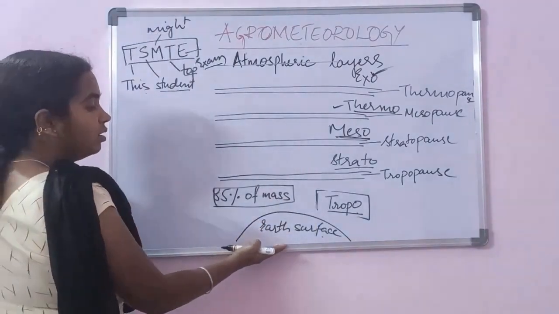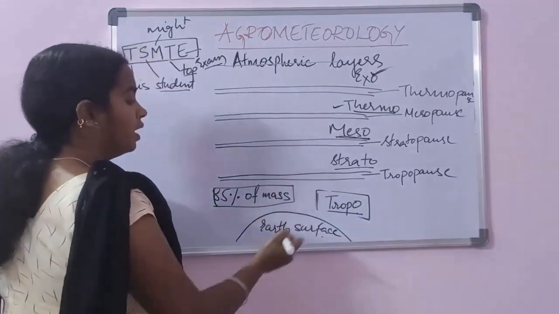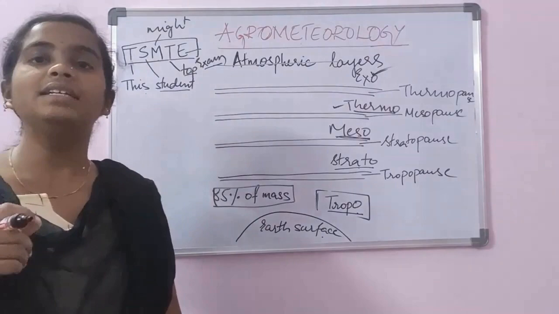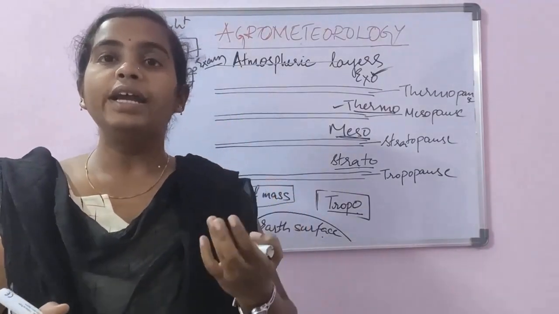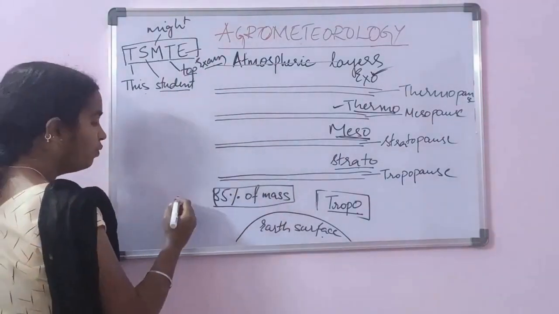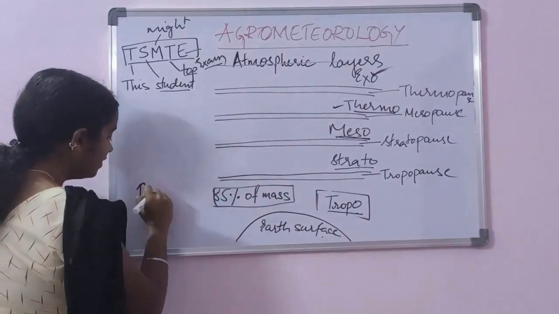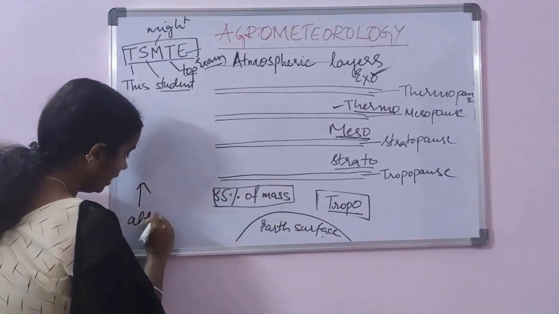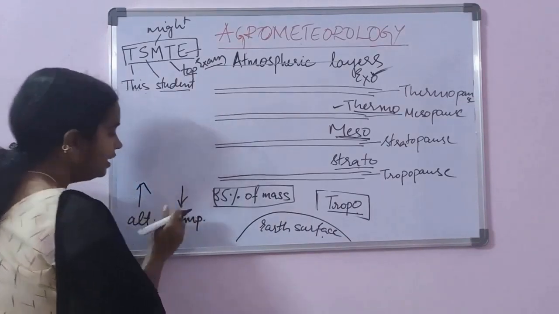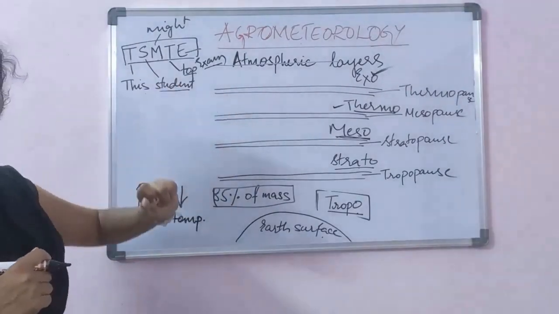So we will start with the Earth's surface. Above the Earth's surface, the first layer is troposphere. So what are the different characteristics of troposphere? Here one is that as there is increase in the height or the altitude, the temperature goes on decreasing. So that is one important characteristic of troposphere. As there is increase in altitude, there is decrease in temperature. Similarly, this goes alternative with the different atmospheric layers.